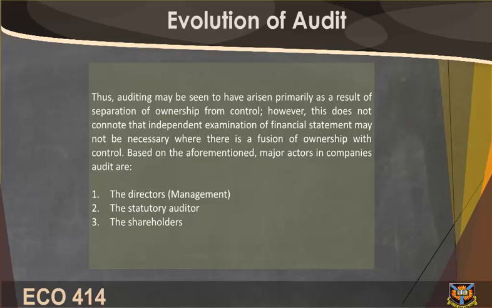Thus, auditing may be seen to have arisen primarily as a result of separation of ownership from control. However, this does not connote that independent examination of financial statements may not be necessary where there is a fusion of ownership with control. Based on the aforementioned, major actors in a company's audit are: 1. Directors, that is management; 2. The statutory auditor; 3. Shareholders.